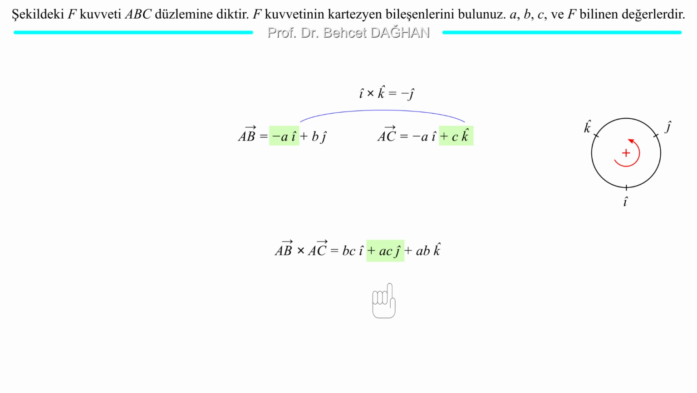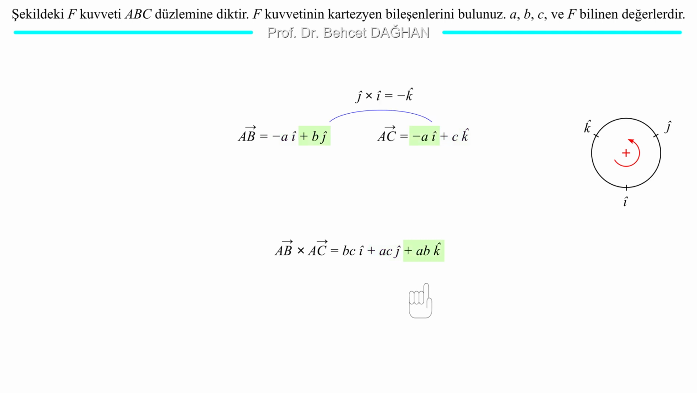How do we see this? We see it in the circle on the right. When we rotate counterclockwise, we rotate in the positive direction. When finding the product of i and k, since we go from i to k in the negative direction, the result is negative j. The coefficient of j is the product of minus A and C. There is a minus sign in front of j. The minuses cancel each other out. The coefficient becomes AC. So the result is AC multiplied by j.